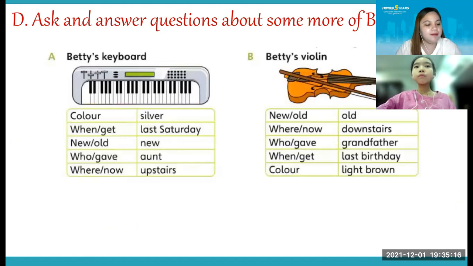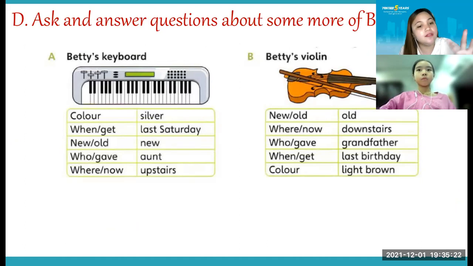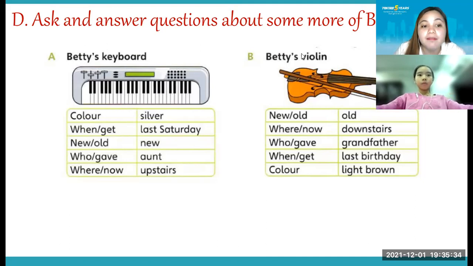All right, now, Mary, I'm going to ask you about Betty's keyboard, and then you can see the answers on the screen, okay? And then later on, you're going to ask me the questions about Betty's violin, okay? Okay. All right, let's begin. So let's talk about Betty's keyboard. What's the color of the keyboard, Mary? It's silver. Very good. When did she get her keyboard?